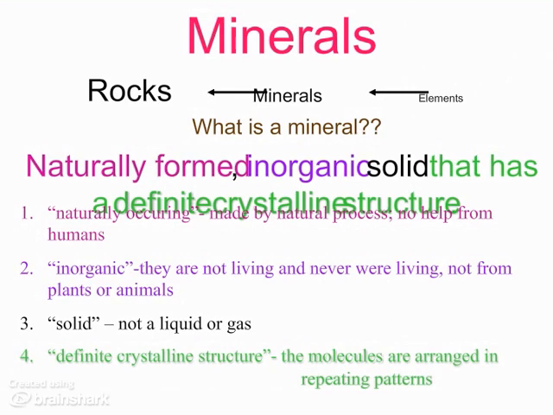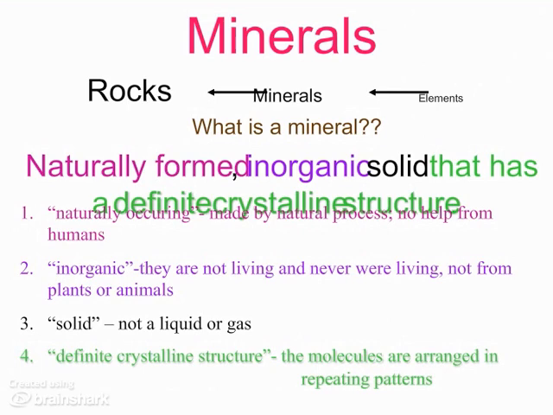A mineral is a naturally formed, inorganic solid that has a definite crystalline structure. Now, what does that mean? First of all, naturally occurring or naturally formed means that it was made by a natural process with no help from humans. So, for instance, a diamond that would be made in a factory would not be considered a mineral.